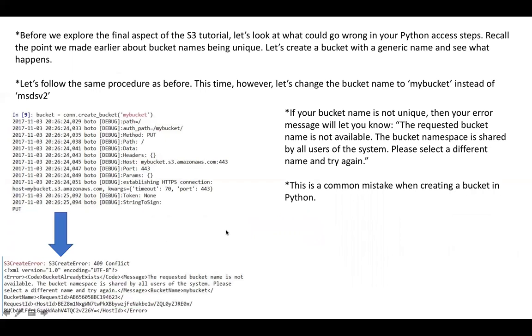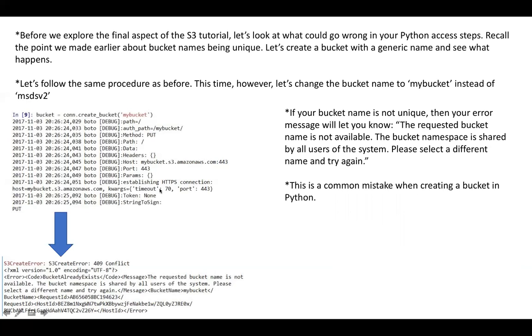Before we explore the final aspects of the S3 tutorial, let's look at what could go wrong in your Python access steps. Again, this isn't exhaustive, but these are some of the key ones that we found. Recall the point we made earlier about bucket names being unique. Let's create a bucket with a generic name and see what happens. Let's follow the same procedure as before. This time, however, let's change the bucket name to my_bucket instead of MSDS7330 V2.